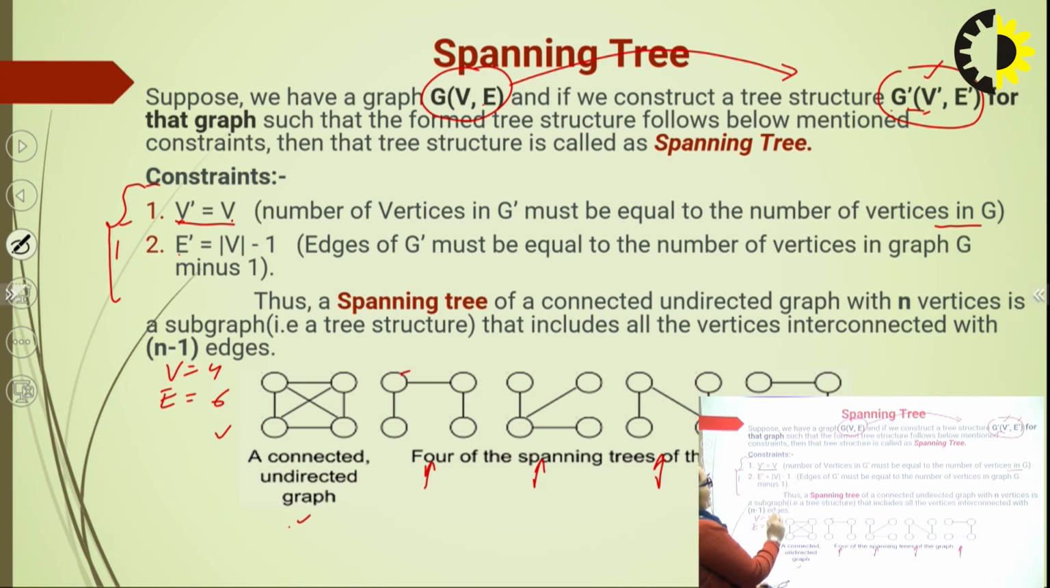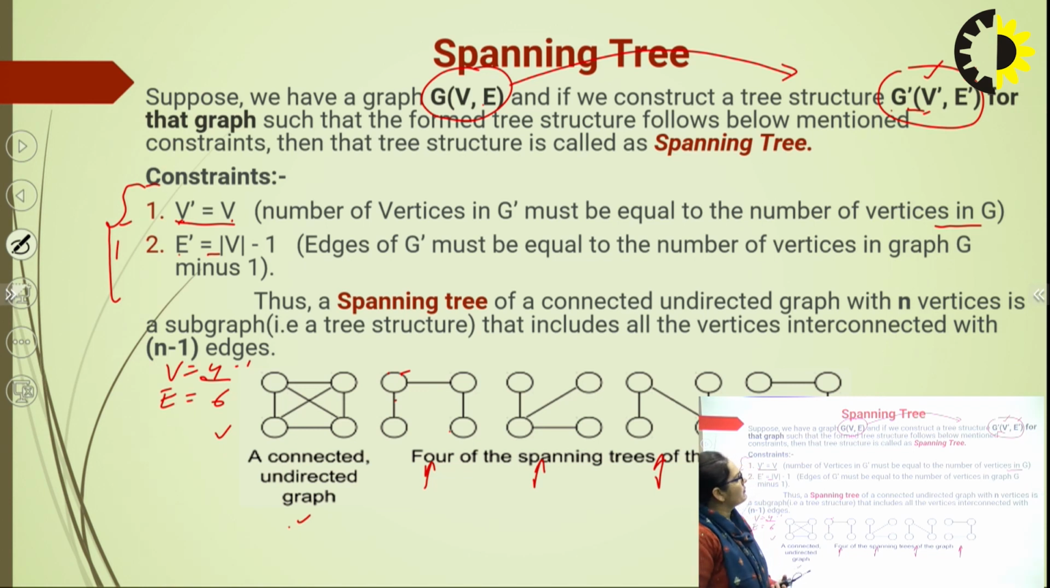The first constraint is that the number of vertices in the spanning tree will be equal to the number of vertices in your graph. So the vertices are the same, but how many edges will there be? The number of edges will be the number of vertices in the graph minus 1, which is 4 minus 1, that is 3. So 3 edges will be present in your spanning trees. There will not be more than 3 edges in a spanning tree, and there can be multiple possible spanning trees for a single graph.